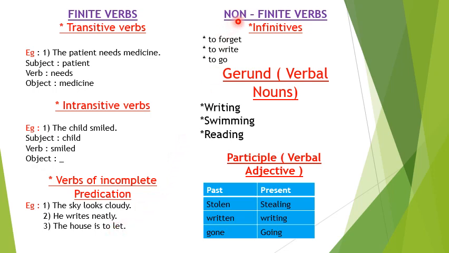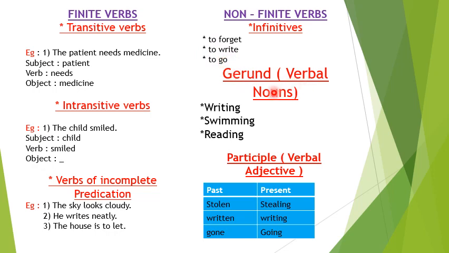Now, let us move on to the non-finite verbs. Under non-finite verbs, children, first we have infinitives. As I mentioned earlier, infinitives are of two types. One which has to before the verb and the others are called bare infinitives. So here, to forget is an infinitive. Forget is a verb before which we have put the word to. To write, to go.